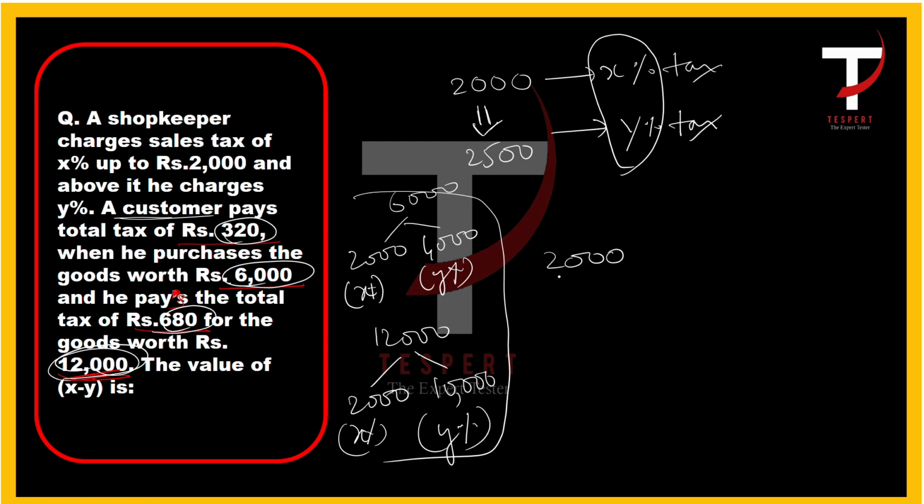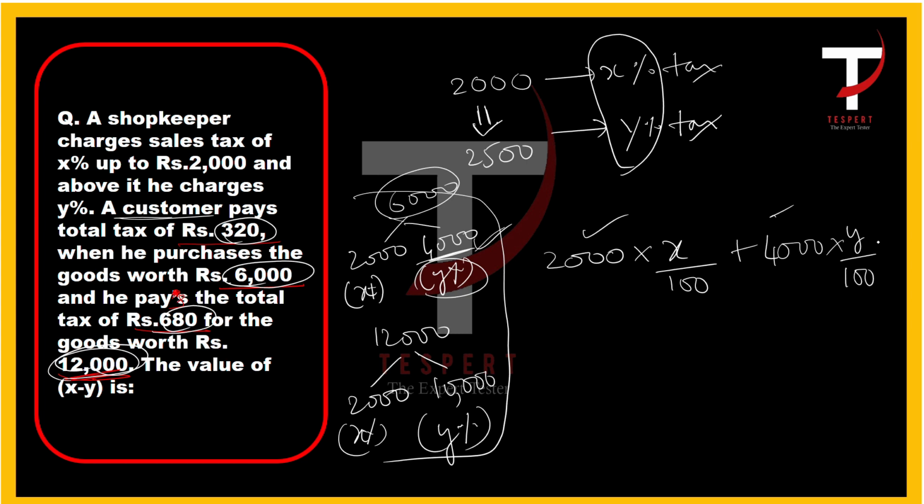We shall take this for 2000. This is the first case. For 2000, the person pays x% of 2000, plus what is remaining, 4000, so the total is 6000, at y%. Y% means y by 100. We are just calculating the tax: x% of 2000 and y% of 4000. The total tax paid when he purchased goods worth 6000 is 320 rupees, so that is equal to 320.